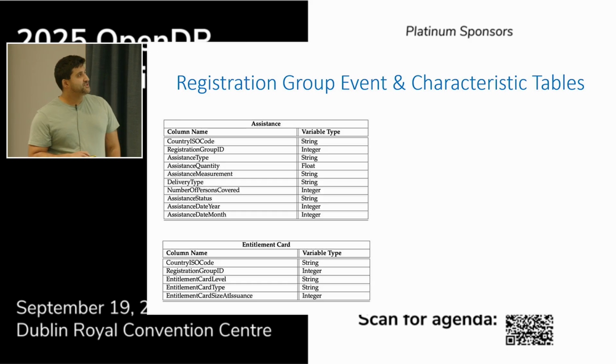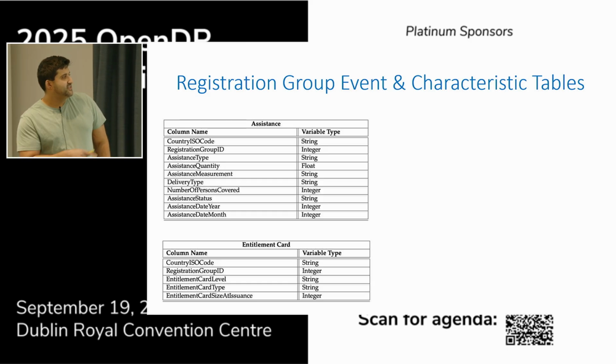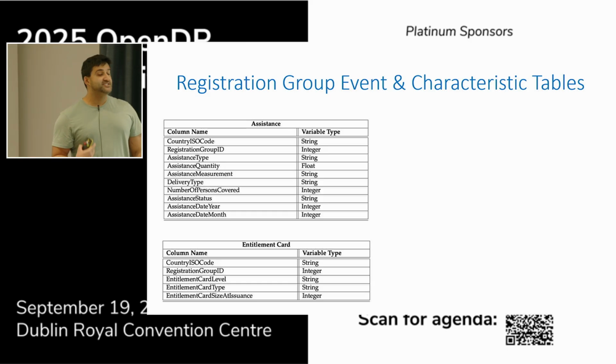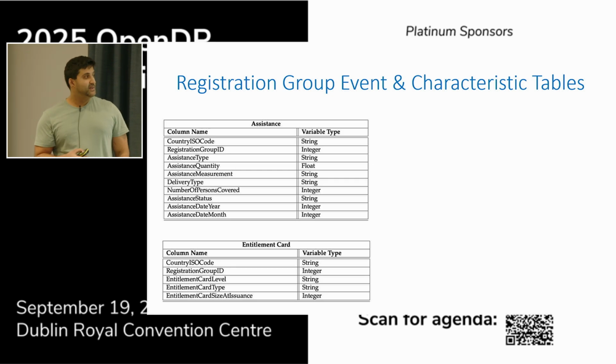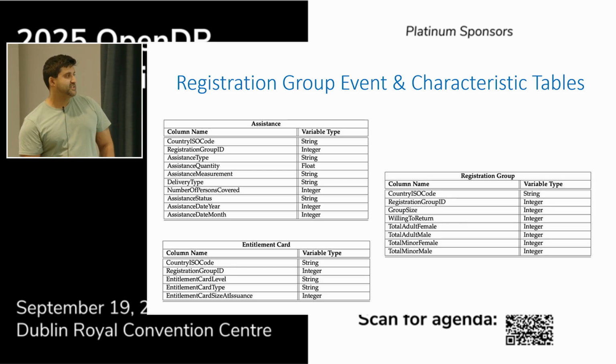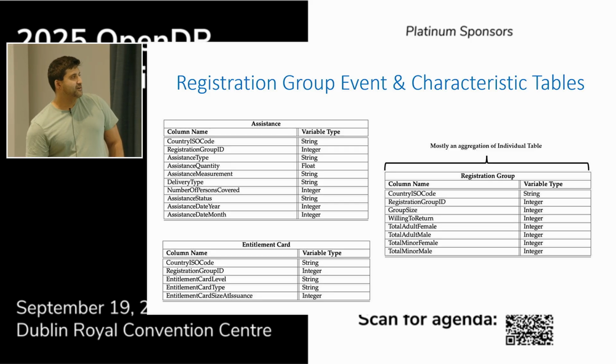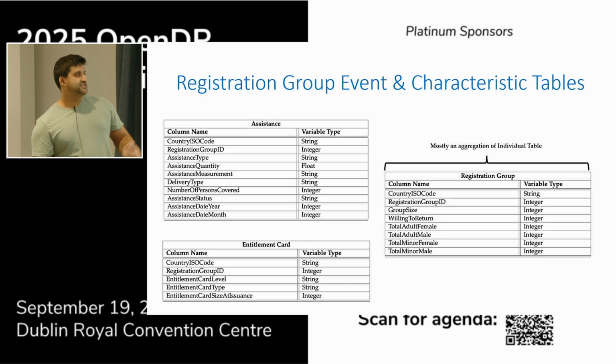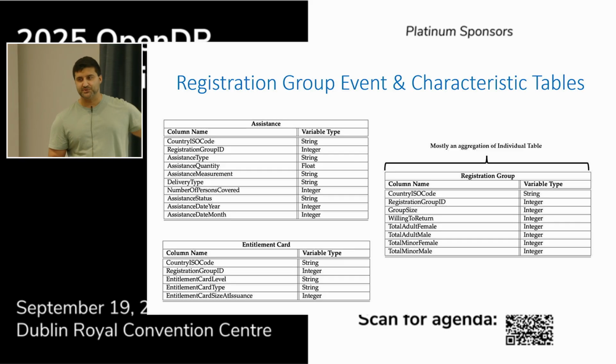The last one is the registration group and the assistance and entitlement card tables. Assistance is given out to registration groups, and so are entitlement cards. And this registration group table, as I mentioned, is mostly an amalgam of the individual table for every registration group. What's the size of it? What's the total number of adult males, adult females, minor females, minor males? The only thing that was missing was willing to return, but we got around that in a kind of sneaky way.